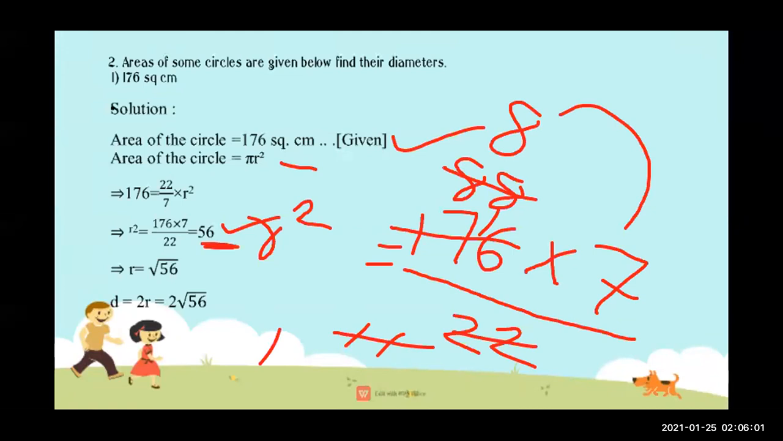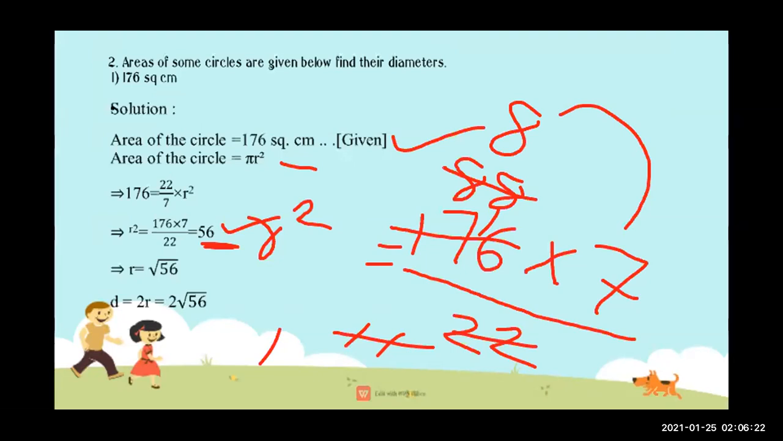Now we have to find the square. Now 56 is not the square of any number. Now if we got 64, 64 is the square of 8. 8 8s are 64. But 56, is it a square of any number? No, it is not a square of any number.